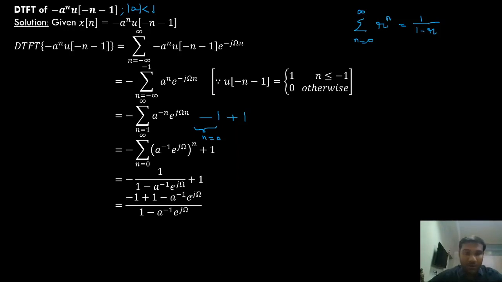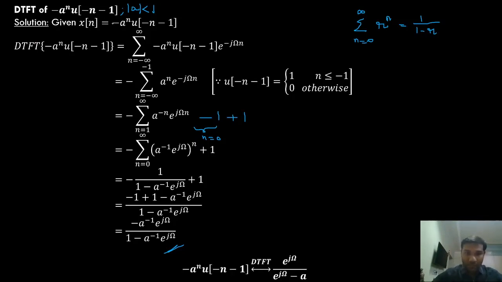And now I will simplify this expression. This is the DTFT of minus a power n u of minus n minus 1. So the DTFT of minus a power n u of minus n minus 1 is minus a power... here. I am taking negative a power minus 1 common, so I'm left with e power j omega divided by e power j omega minus a. So this is my final answer.